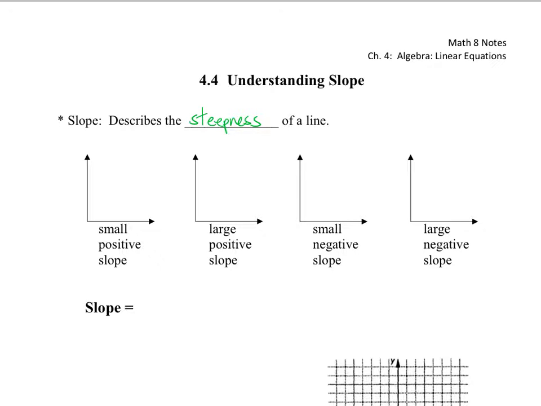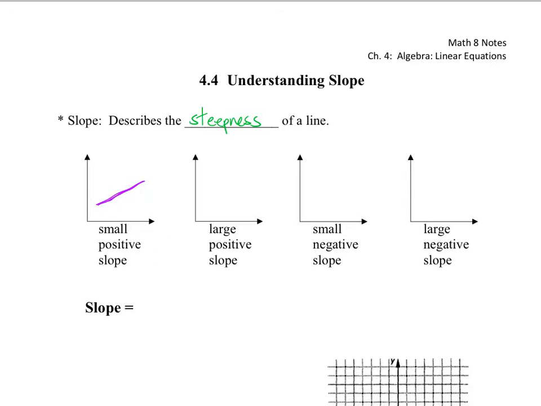So when we have a small positive slope, small would mean that it doesn't go up very fast, it's not going up or down fast. Positive means that from left to right it goes up. So an example of a small positive slope, we'll just draw in there. That'd be a small positive slope. It should be straight, sorry. It should be a straight line, because it's the steepness of a line.